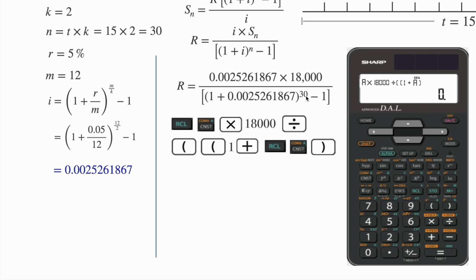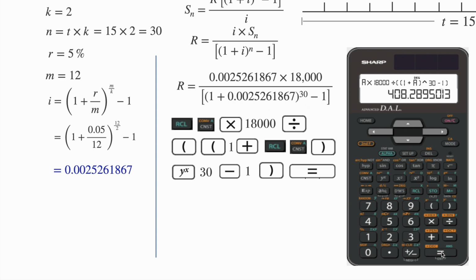And then to the power 30. In my calculator this is the power key, exponents will be here, so to the power 30, and then minus 1. Don't forget to close this bracket, so close the bracket. So you actually have closed both brackets that you opened at the beginning. And press the equal sign. So this is 408.29 if we round it to 2 decimals.